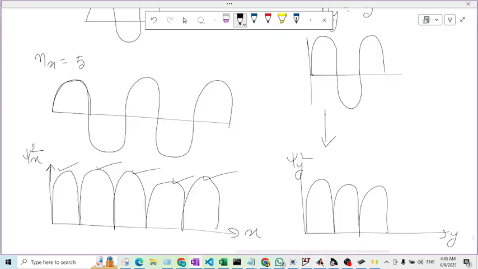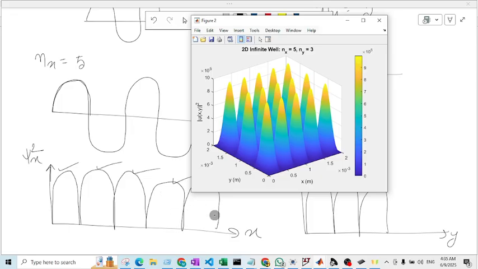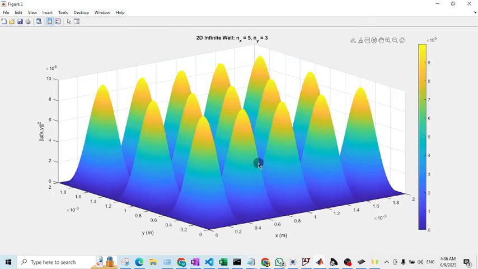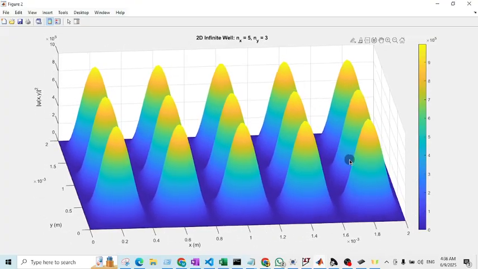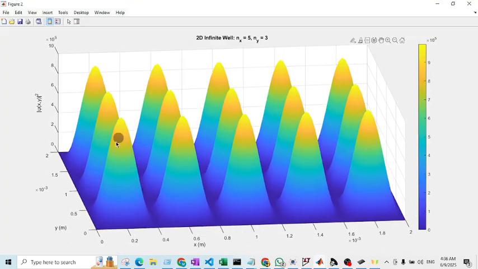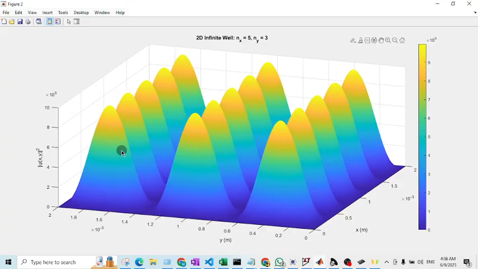So let's see. Okay, we should get 5 lobes at the x-axis and 3 lobes at the y-axis. It is the psi x square graph. You see no negative lobes here, all is positive. If you see from the x-axis, 1, 2, 3, 4, 5. Here also 1, 2, 3, 4, 5. And if you see from the y-axis, you will get 1, 2, 3. Okay, so this is the result.